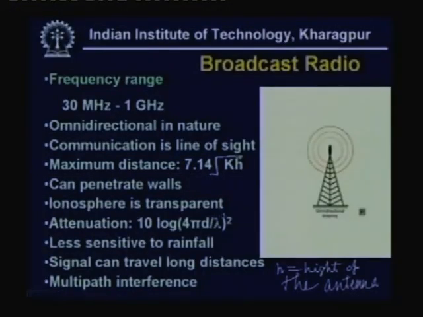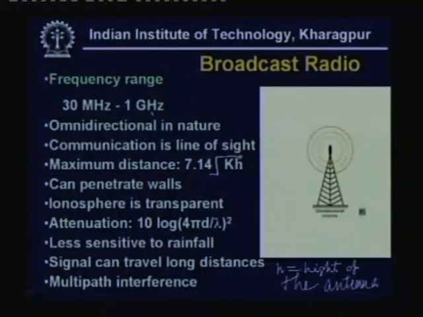And for this type of signal, the ionosphere is transparent. What do you mean by that? For this kind of communication, the signal passes through the ionosphere. It does not get reflected by the ionosphere. So, the problem of multipath communication does not exist. In other words, multipath communication leads to many problems. What are the problems that can arise?